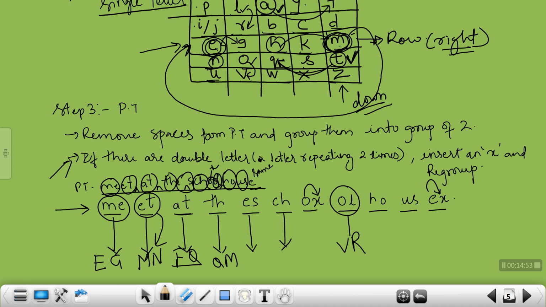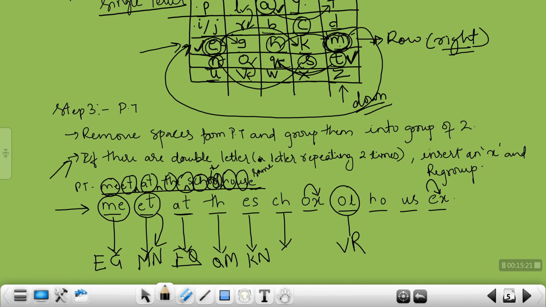Okay, ES. Where is E? E is present over here, and S is present over here. So I am going to choose the corresponding letters from the same row, K and N. I will not change my row. I will remain in the same row. I will go to that column where your letter is present. So my ES will be replaced by KN. Similarly, CH. What is C and H now? Where is C?